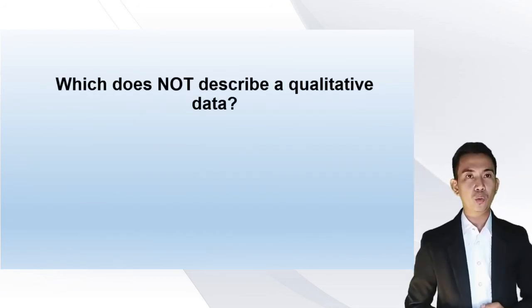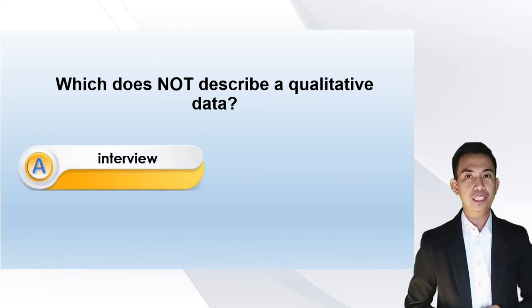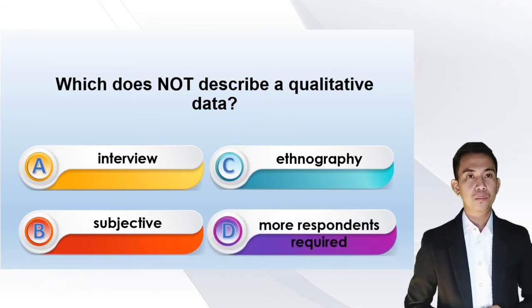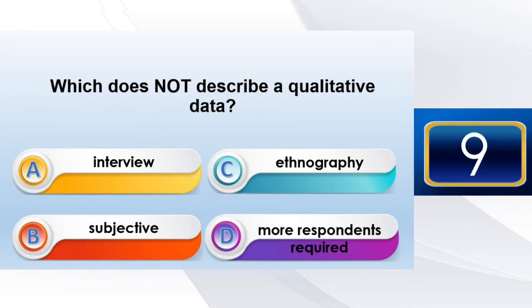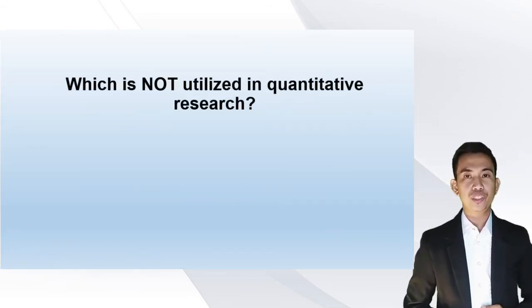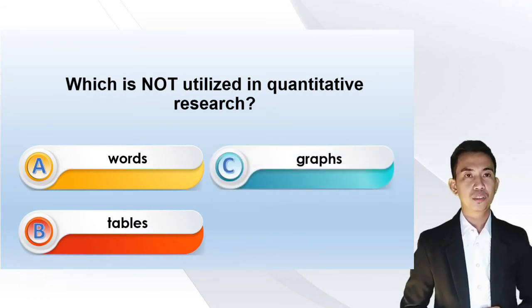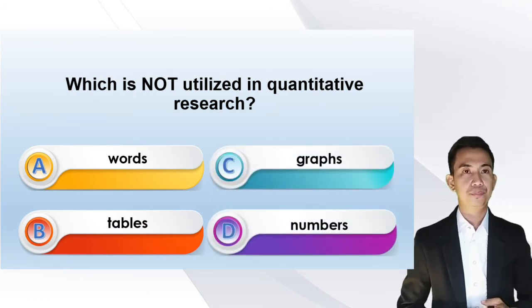Which does not describe a qualitative data? A. Interview. B. Subjective. C. Ethnography. Or D. More respondents required. Which is not utilized in quantitative research? A. Words. B. Tables. C. Graphs. Or D. Numbers.